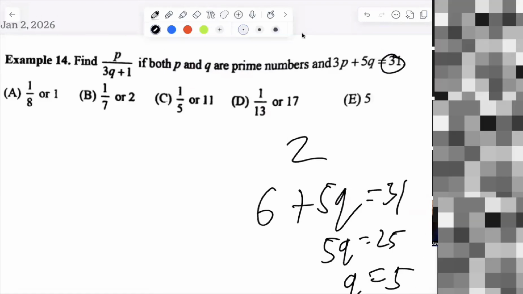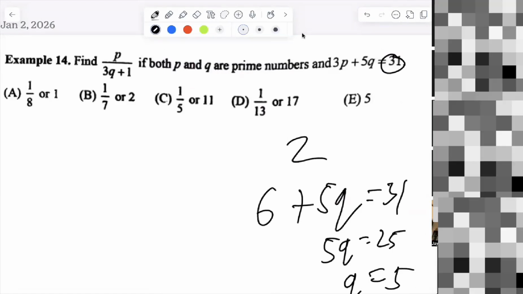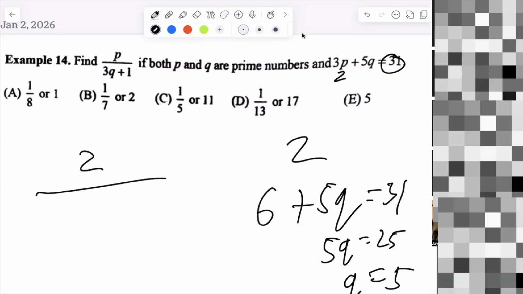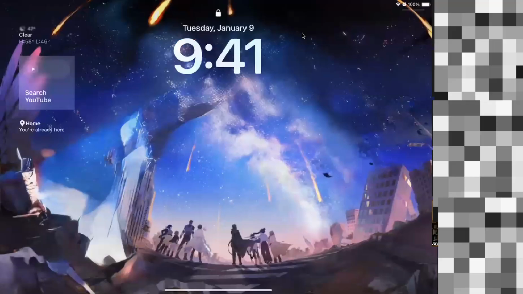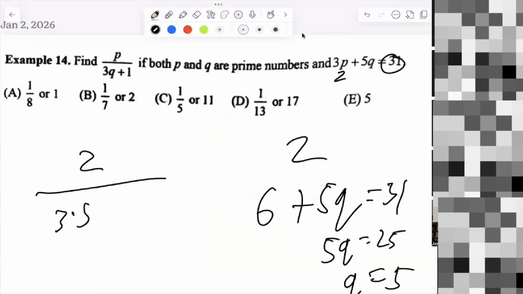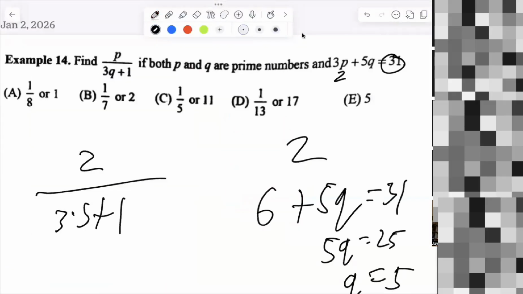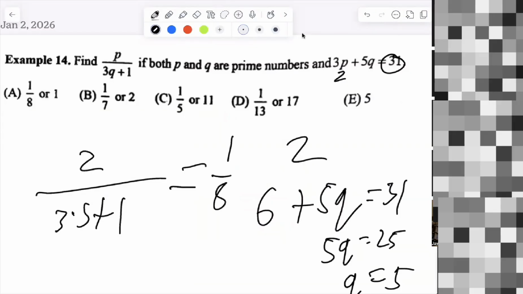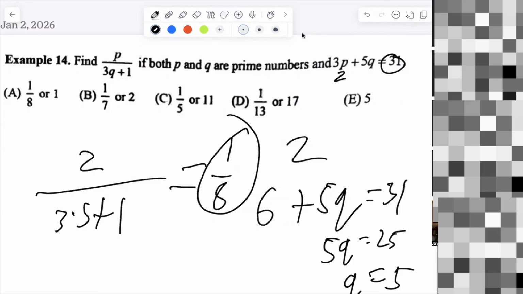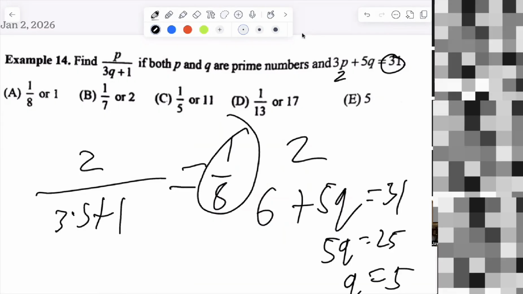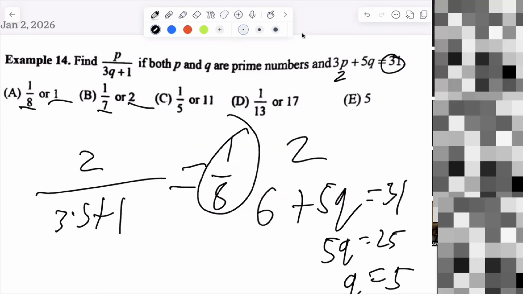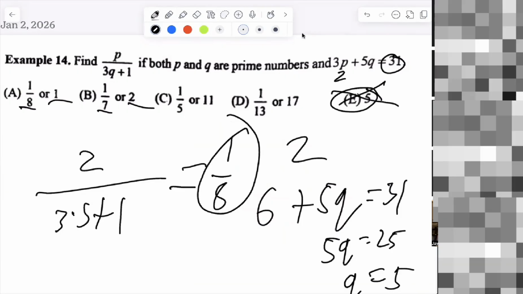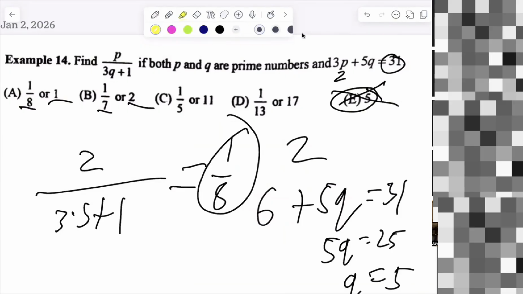Now we can just plug it in. Remember, we set P to be equal to 2. So we get 2 divided by 3 times 5 plus 1. Now this is equal to 1 over 8. Notice that there's going to be 2 answers for each one, except for this one. This one doesn't work, obviously, since it's 5, and we already found one answer as 1 over 8, right over here.